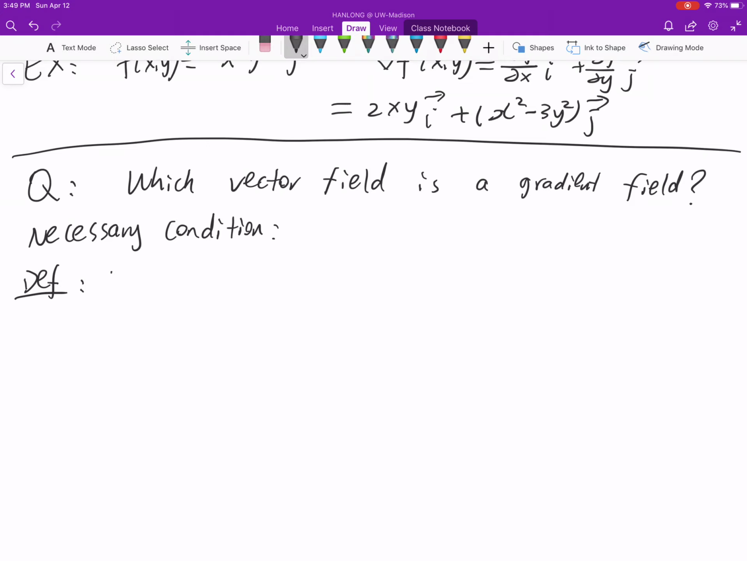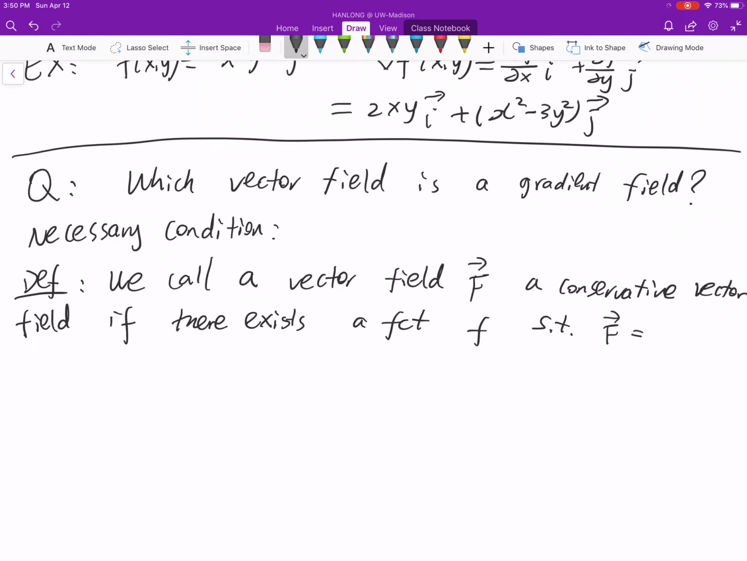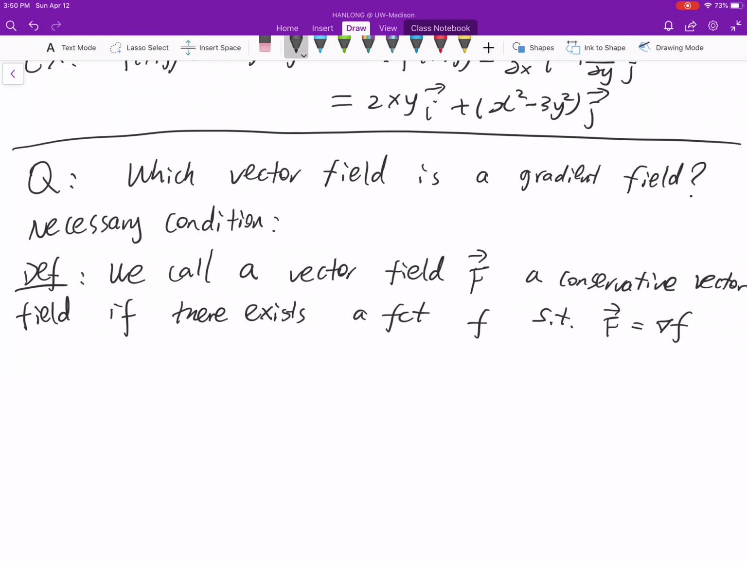So we define the so-called conservative vector field. We call a vector field F a conservative vector field if there exists a function f such that the capital F equals the gradient of f, and then the corresponding small f is called the potential function.